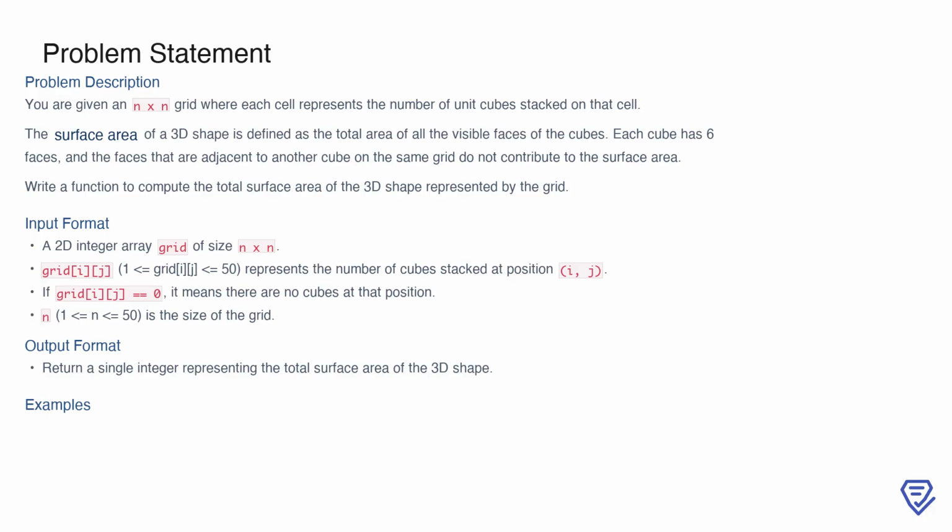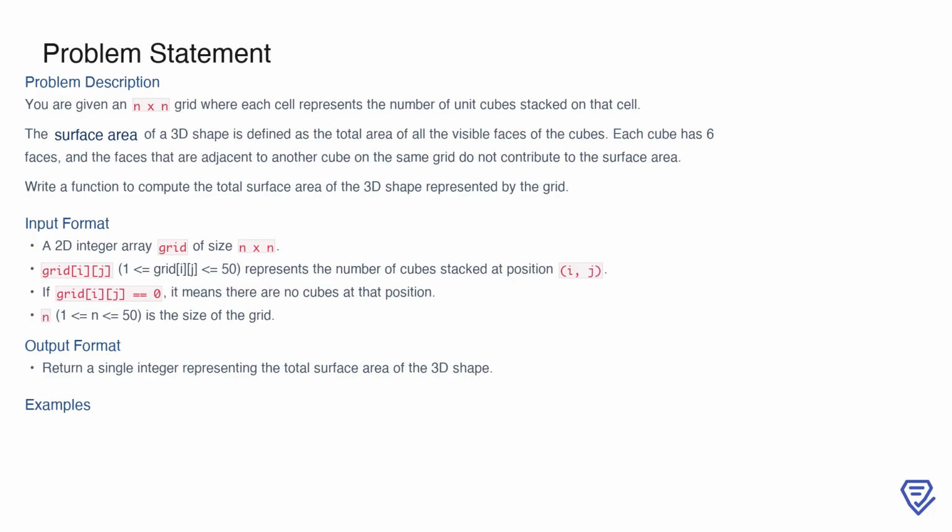Each cell in the grid contains a number that represents how many cubes are stacked at that position. To determine the surface area, we consider all the faces of each cube that are visible. Each cube has 6 faces, but any face that is adjacent to another cube within the grid does not contribute to the surface area because it is hidden.